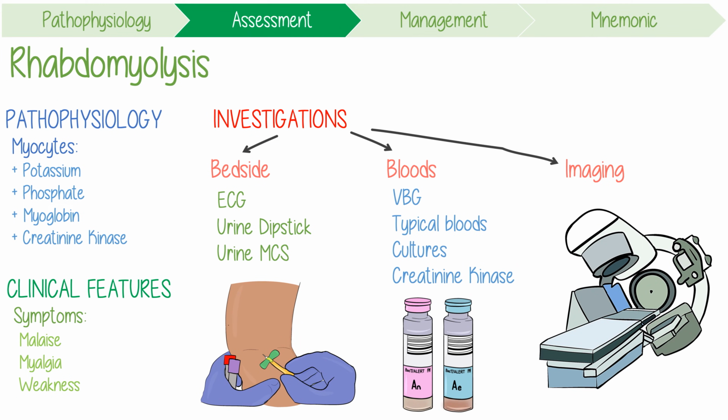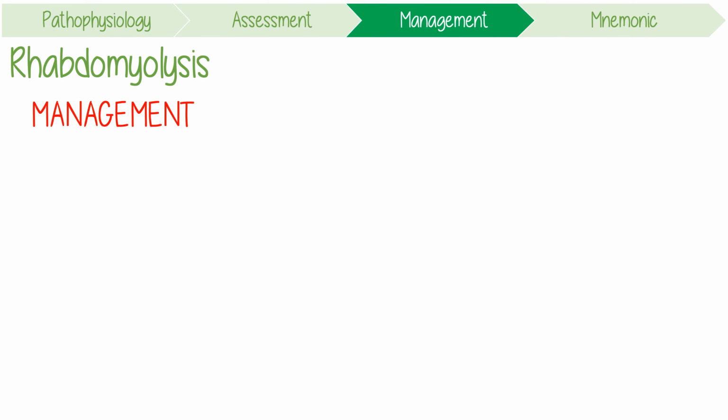Imaging is probably not necessary unless there's a good indication. For example, imagine an old person who's had a fall. Consider doing a CT brain. For the management of rhabdo, you just need to think about an AKI with some additional considerations. There's a great mnemonic for the management of AKIs, which is STOPPED.